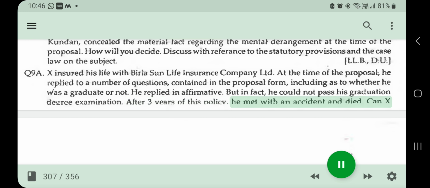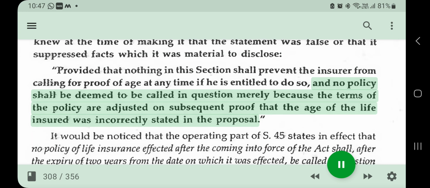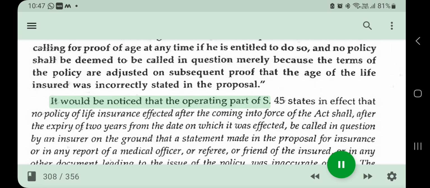Law of Insurance 10.23. Knew at the time of making it that the statement was false or that it suppressed facts which it was material to disclose, provided that nothing in this section shall prevent the insurer from calling for proof of age at any time if he is entitled to do so, and no policy shall be deemed to be called in question merely because the terms of the policy are adjusted on subsequent proof that the age of the life insured was incorrectly stated in the proposal. It would be noticed that the operating part of S.